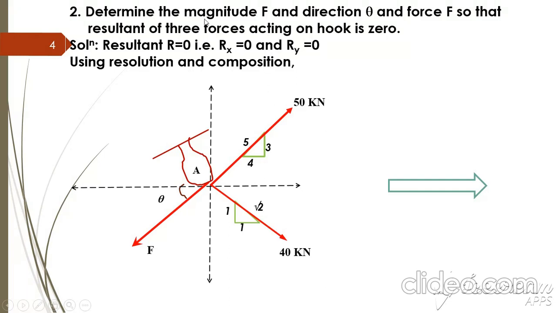We have to determine the magnitude of force F and its direction, angle theta, in a way that the resultant of all the three forces is equal to 0. It means as the resultant is 0, the component of resultant force Rx in the x direction is 0 and the component Ry in the y direction is also 0. As it is a three concurrent force system, we solve it by resolution and composition.